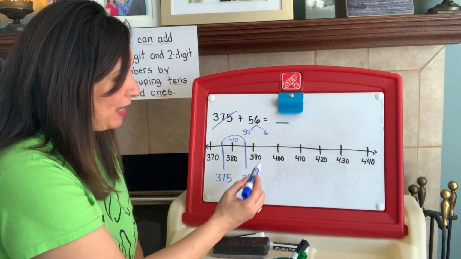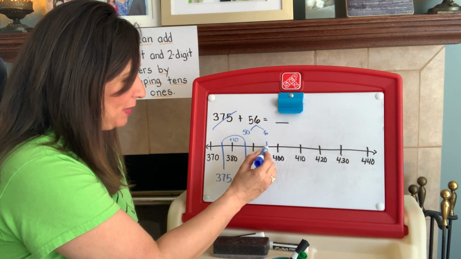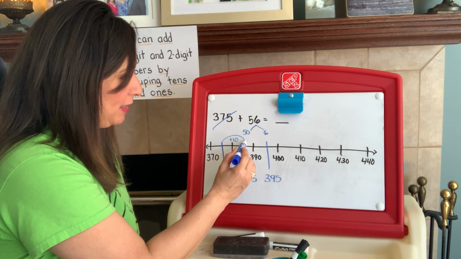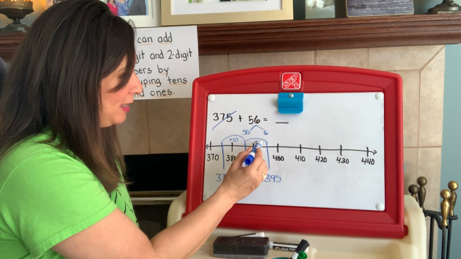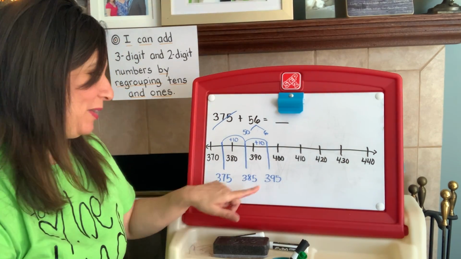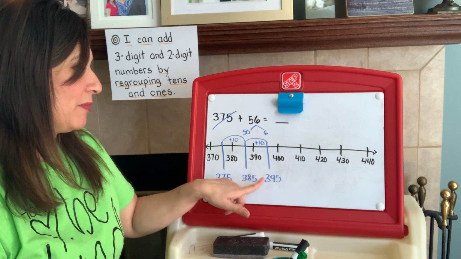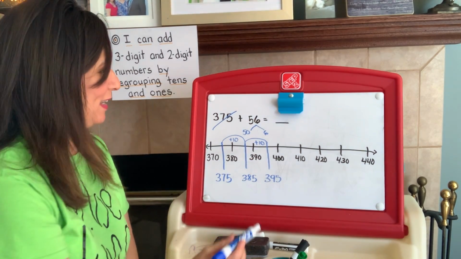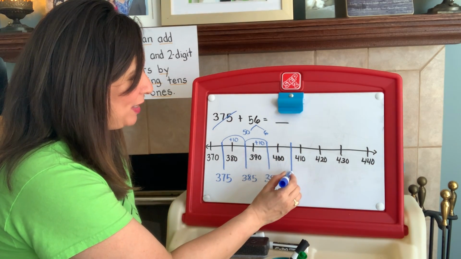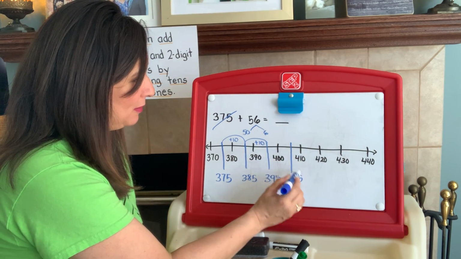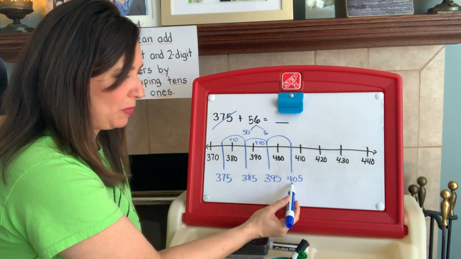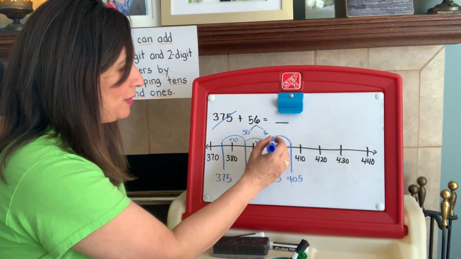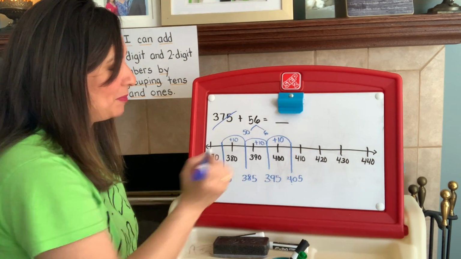385 plus another 10 is what, boys and girls? Say it with me. 395. I'll position 395, draw the jump, and label it plus 10. I'm at 395. 395 plus another 10 equals what, boys and girls? Say it. 405. This is the spot where I've just composed another 100. Do you see that? I went from 300 to 400, so I've just composed another 100. I'll label this plus 10.